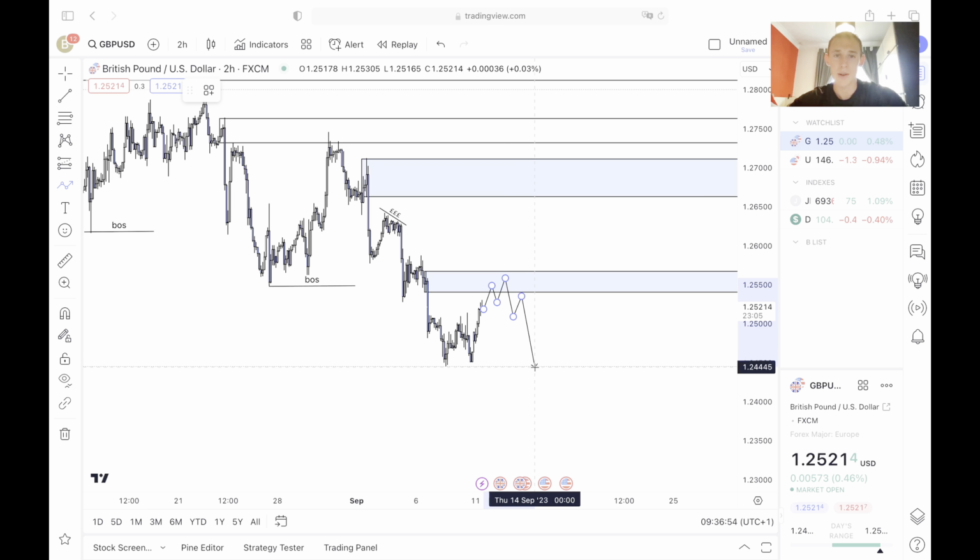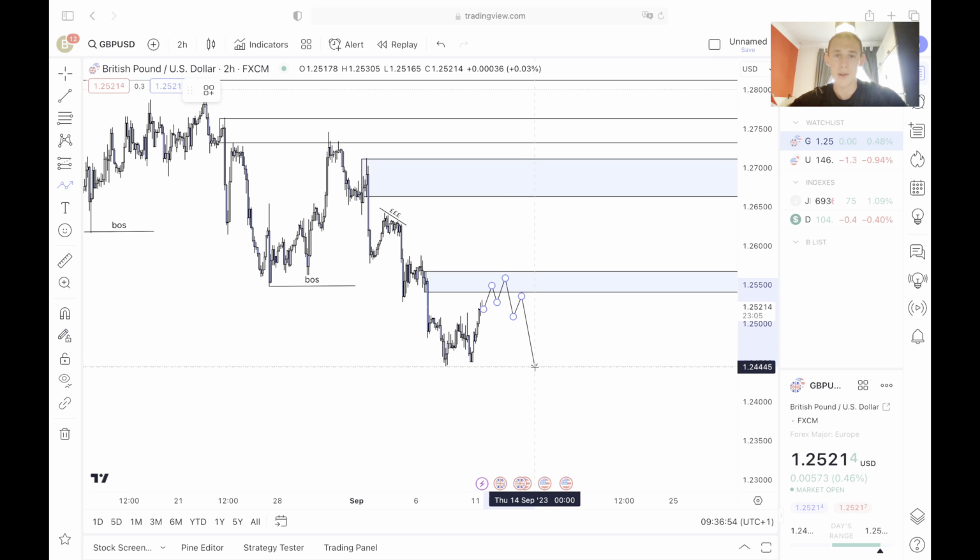And of course, this will also depend on CPI on Wednesday. So this is quite a news heavy week. We have CPI Wednesday and we also have PPI on Thursday. So depending on how the data comes out, this trade may or may not play out.